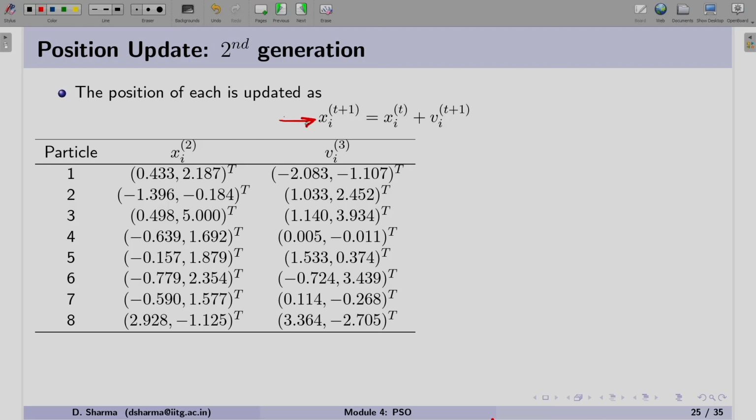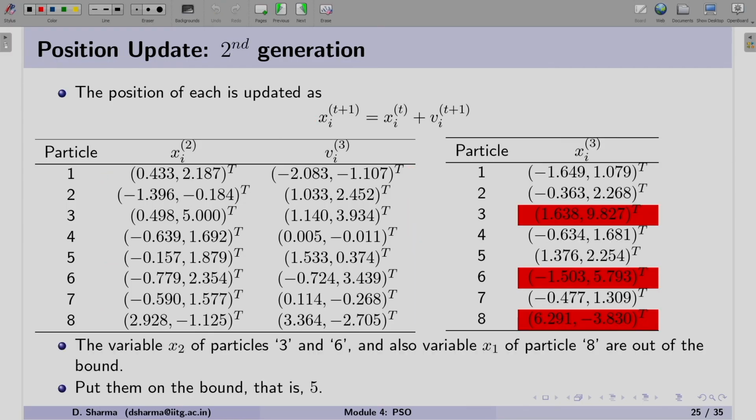So, in the table on the left hand side, column 1 represents the current position of the particle and the third column represents the updated velocity of each particle. As the formula is so simple, we just have to add those two vectors to get the updated position of each particle. Now, in the table on the right hand side, you can see that particles 3, 6 and 8 are marked in red color.